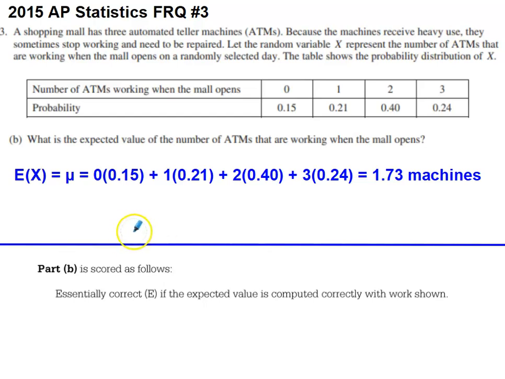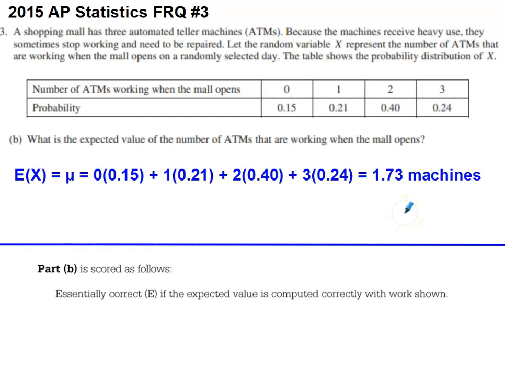The way that you're going to find the expected value of a random variable, or the mean of a random variable, is you're going to take the, in this case, number of machines that would be operational when the mall opens times the probability of that amount being operational, plus the next potential number of machines operational when the mall opens times the probability of that number working, and you carry that calculation forward across each of the remaining columns within the table. And when you do that computation here, you end up with 1.73 ATMs on average will be operational when the mall opens.